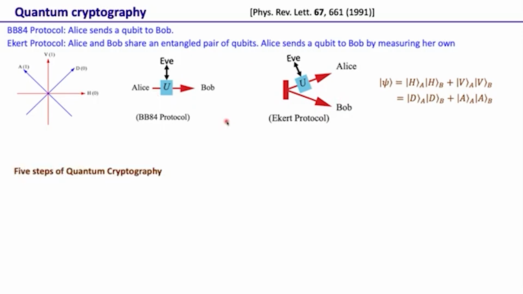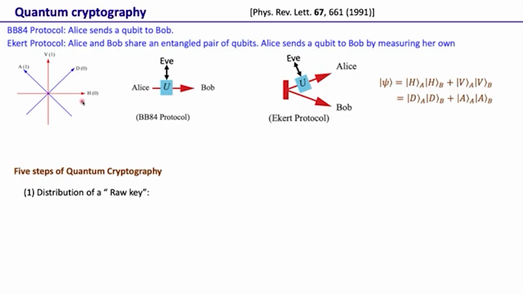Now, what are the 5 steps of quantum cryptography? In fact, we are showing this correspondence because these two protocols are pretty much the same as far as these 5 steps are concerned. So what are the 5 steps of quantum cryptography? One is called the distribution of a raw key. In this one, Alice sends a key, a string of keys, to Bob, and these keys are basically strings of 0 and 1, and here we have defined this 0 and 1.